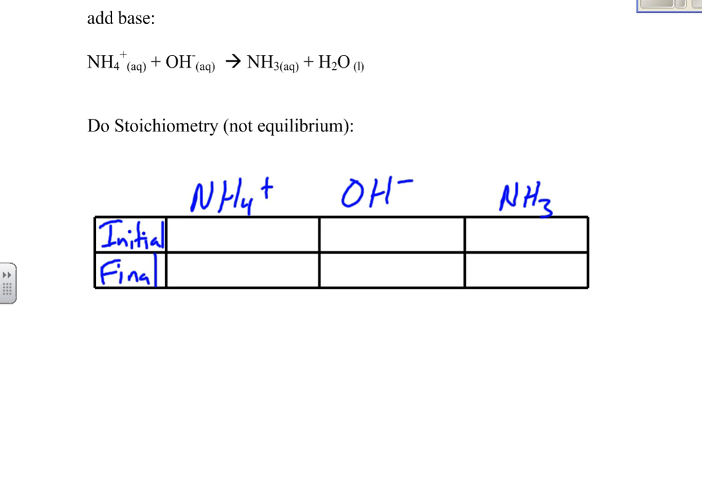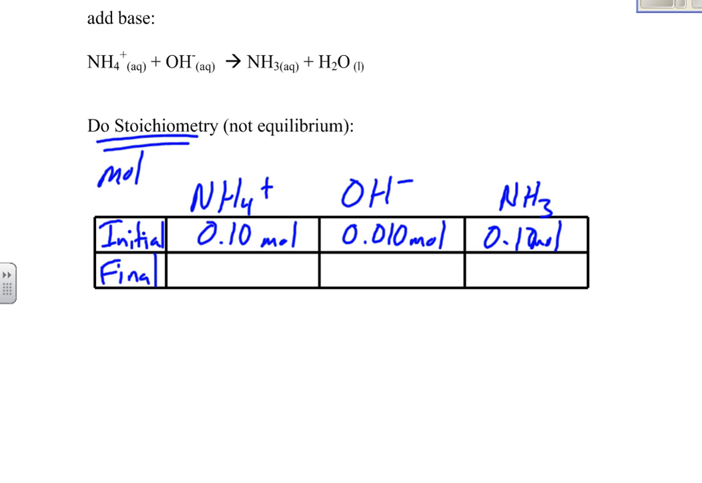So the initial concentrations of this, these are going to be moles. So we have to switch to moles again here. So remember, the moles of the ammonium chloride we had at the beginning was 0.10 moles. The hydroxide ion that we're adding to this, if you recall from the beginning, that was 0.01 moles of hydroxide ion that was added. And we also had started with 0.10 moles of the ammonia.